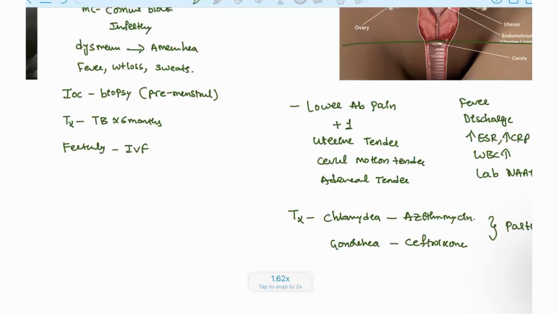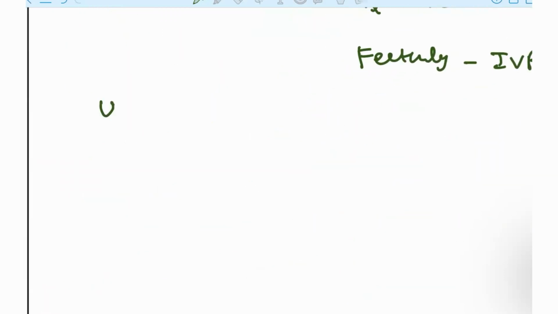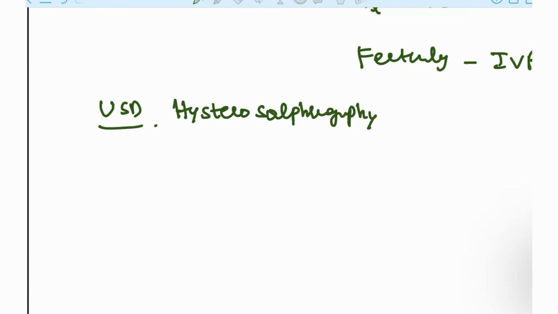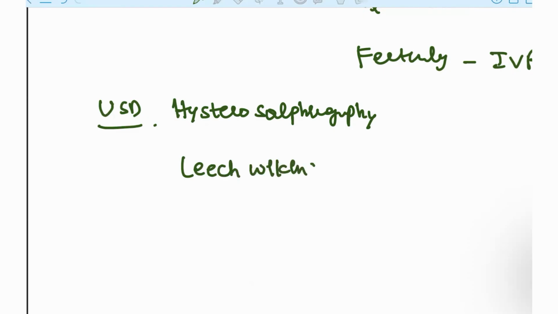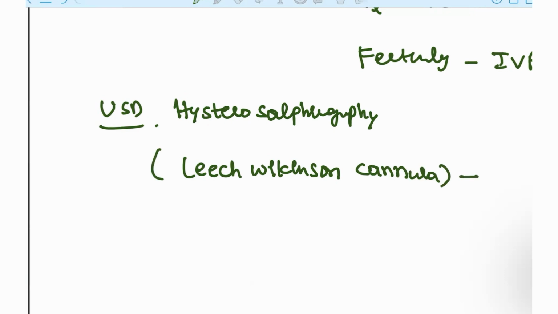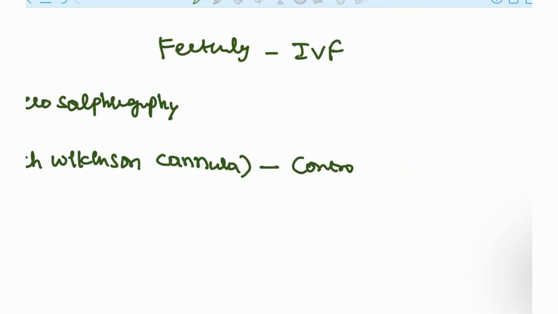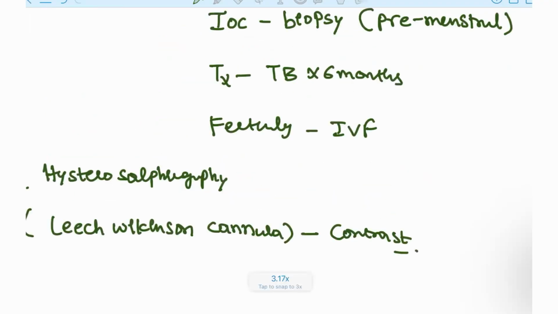Next, coming to the ultrasound findings of the patients with genital TB. Usually, we are going to use hysterosalpingography. In this hysterosalpingography, we insert a Leech-Wilkinson cannula, and with the help of the cannula, you insert the contrast. Then we look to see whether the dye is inserted, and then we are going to get these pictures.